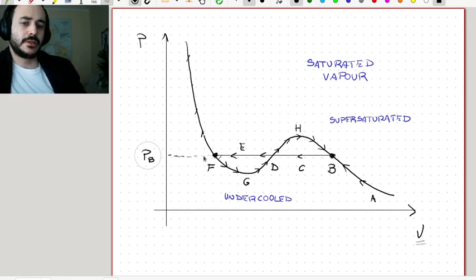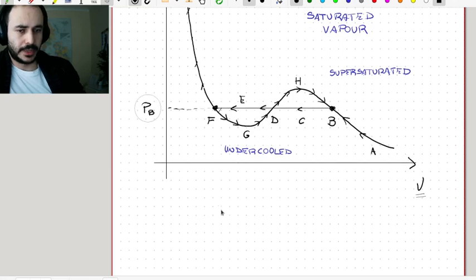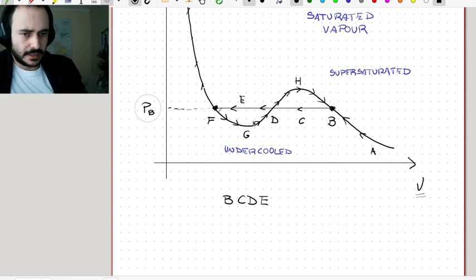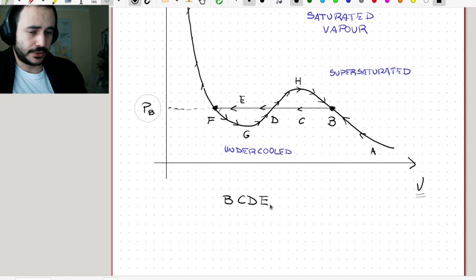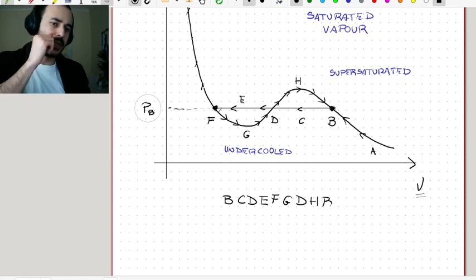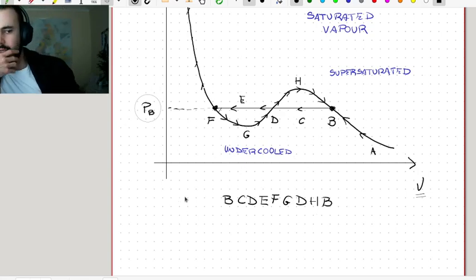Okay, so this defines a cycle. Okay, this is a cyclic process. Let's say what the process is: B to C, then to D, then to E, where really C, D, E is just meaning you're turning all the gas into liquid at constant saturation pressure. Then you arrive in F, you go to G, you go to D, you go to H, and you end up being in B again. Okay, so that's a cyclic process, and you can start over again if you're able to do it.